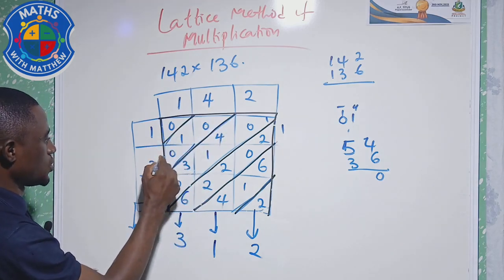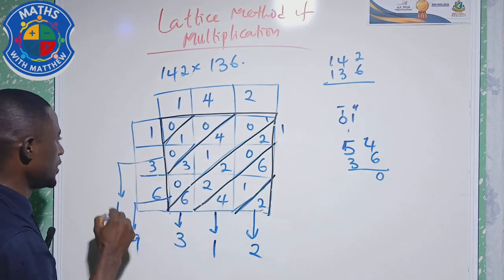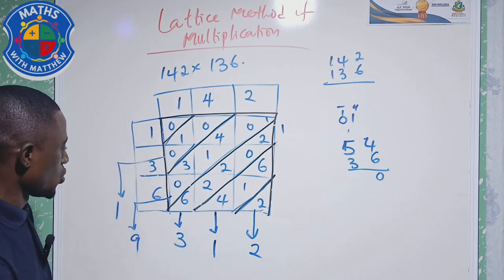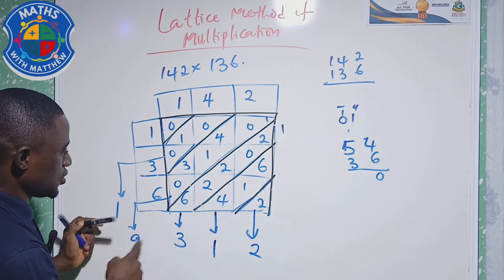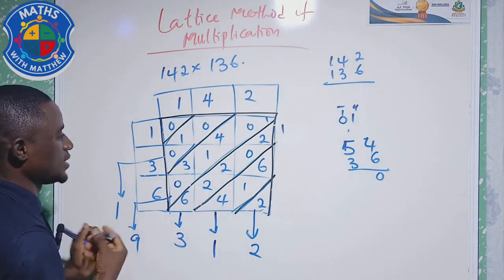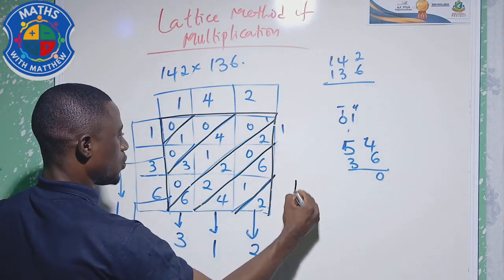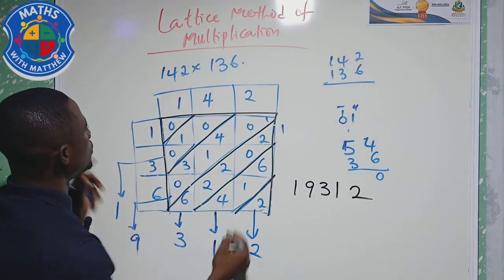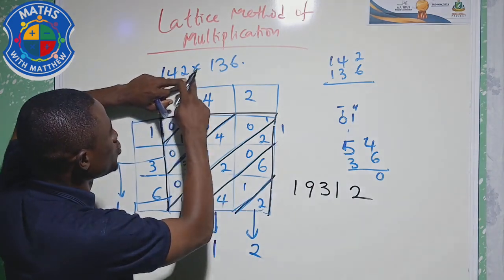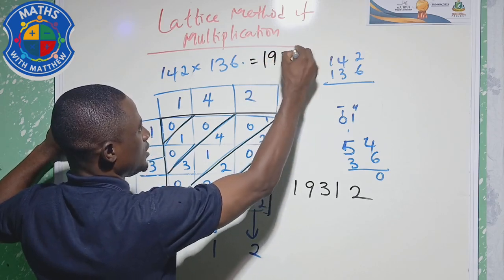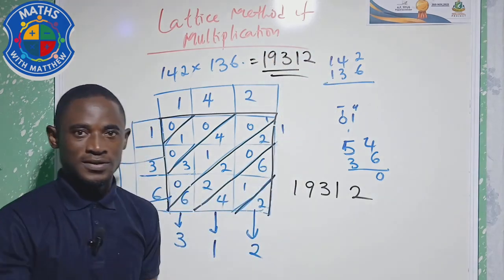0 plus this gives us 1. So we have 1 here, but here we have 0, and we don't need to write that 0. So all we have to do is write all these numbers from the first one here, not from the unit part, because this is our units. We write it here. So we now have 19312. That means when you multiply 142 times 136, we have 19,312. Thank you.